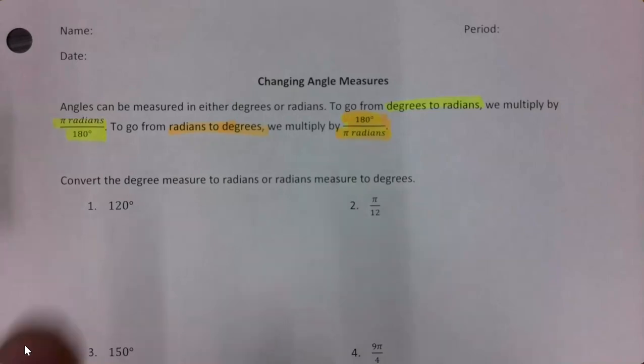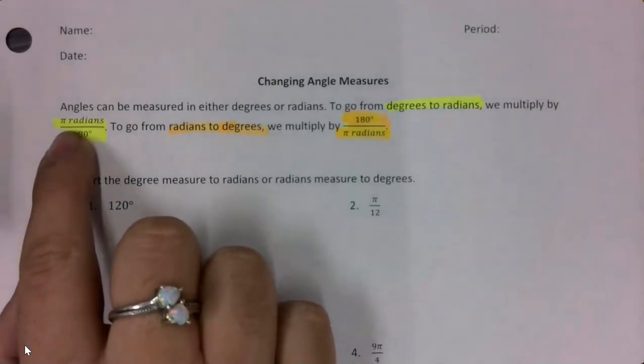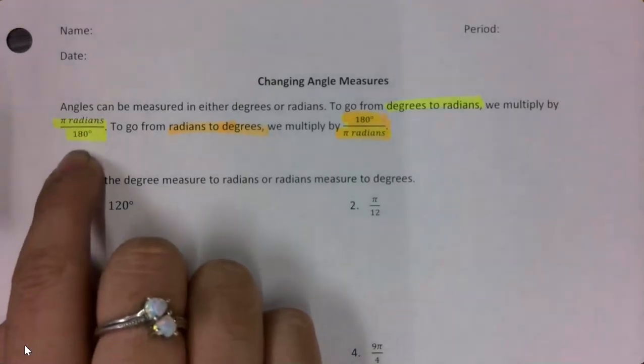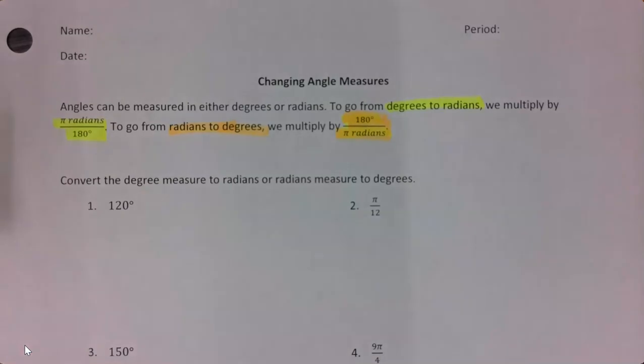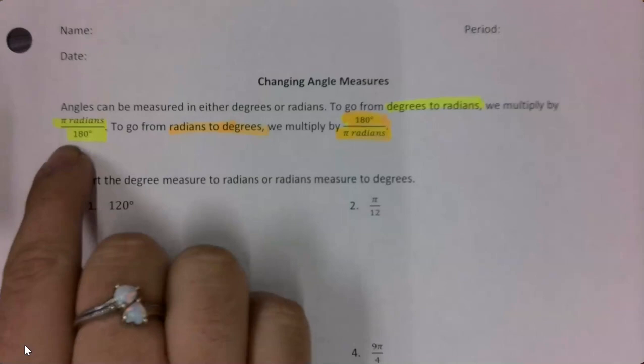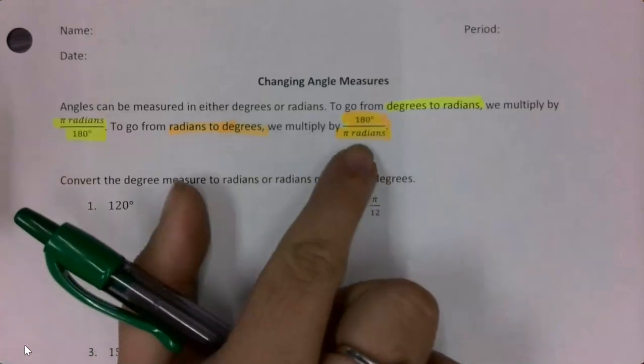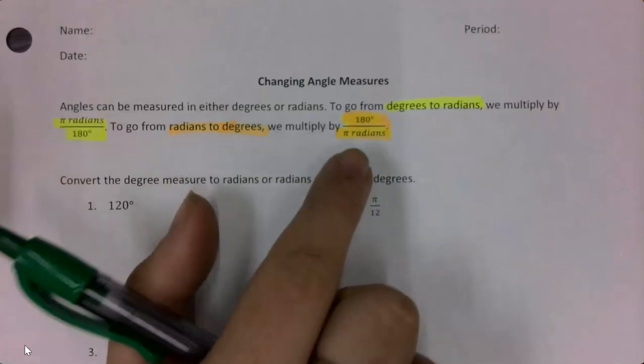So basically they're the same. I have pi and 180 together. It's a ratio. So depending on what I have, I just want to cancel out. So if I start off in degrees, I divide by degrees. If I start off in radians, I divide by radians.